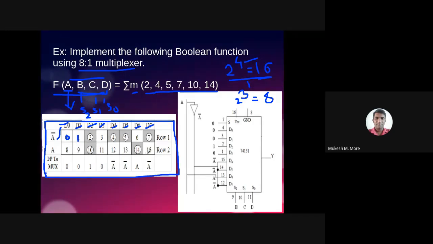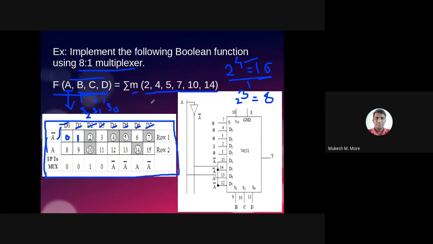After giving numbers to the cells, first of all you have to write the inputs D0 to D7. Then we have two values, A bar and A. Don't mix up these values, A bar and A. A has two values. Then number these cells 0, 1, 2, 3, 4, 5, 6, 7 and 8 to 15.